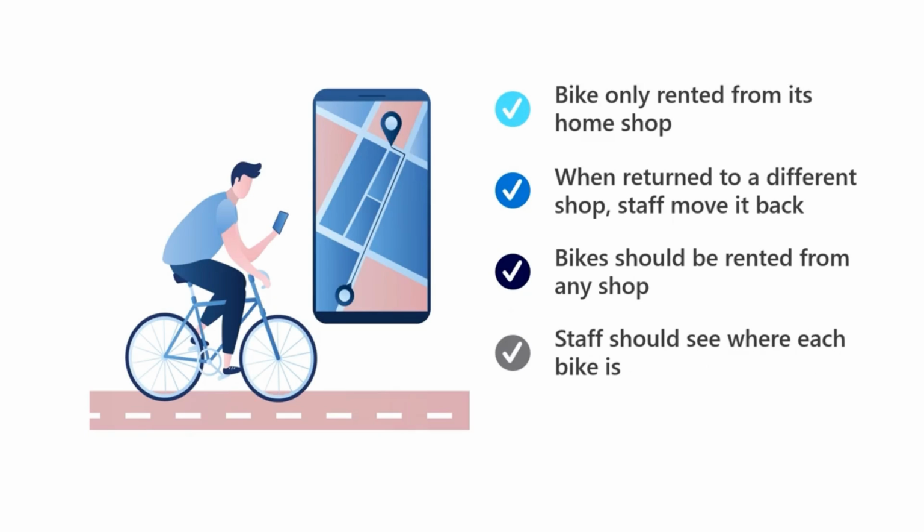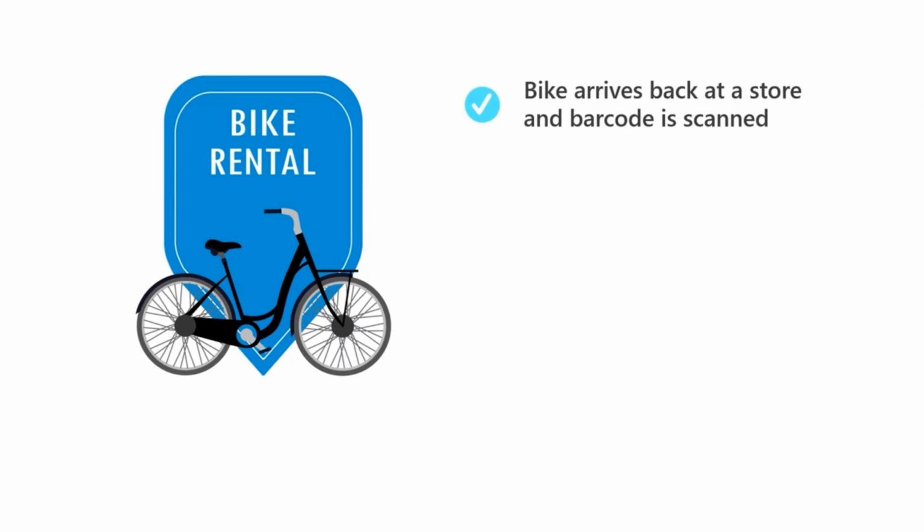However, you want to ensure staff can find out quickly where each bike is. At the university in the next state, the bike rental business invested in a third-party system to track bike locations. When a bike arrives back at a store, a unique barcode on the crossbar is scanned.